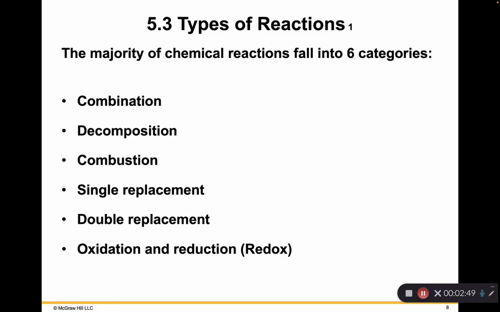Now let's look into these broad categories that we can put our chemical reactions into. The majority of the chemical reactions we will learn in this class fall into 6 categories. We have combination reaction, decomposition reaction, combustion reaction, single replacement, double replacement, and redox reaction. I'm going to explain each of these categories, what characteristics they have and how we recognize them. So let's learn one by one.